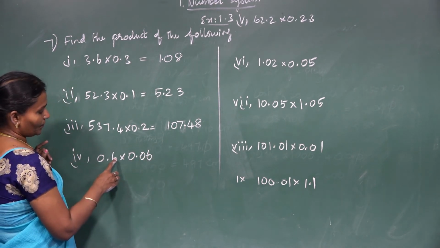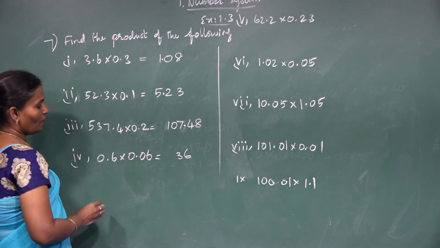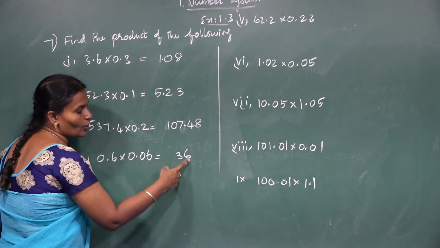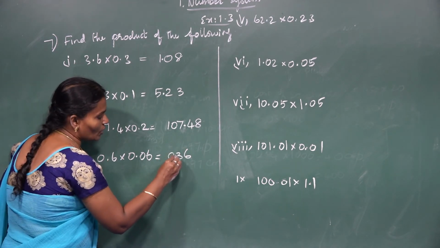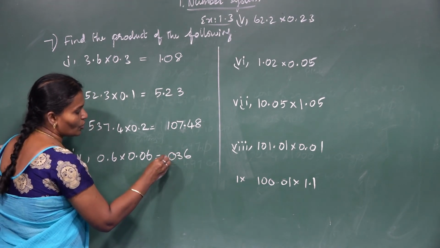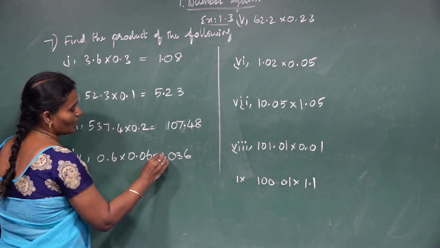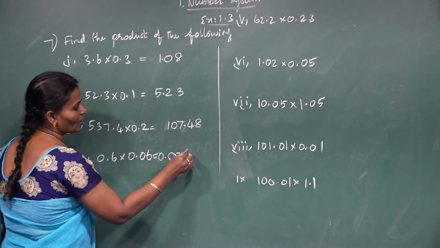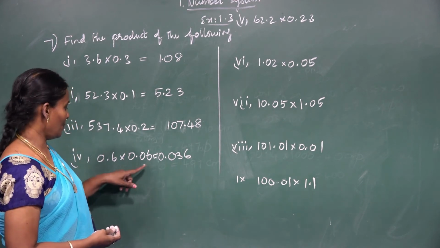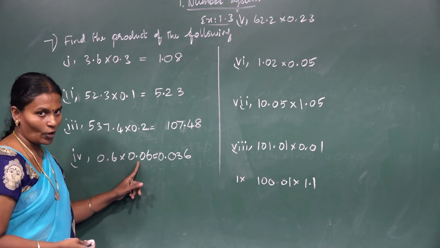Okay. Now see here, 6 6s are, you know that, 36. But here 2 decimal places, here 1 decimal place, here only 2 digits. So you add 1 zero before. Then 1, 2, 3, after 3 digits, you put the decimal point. So what is the answer? 0.036. Understand, children?